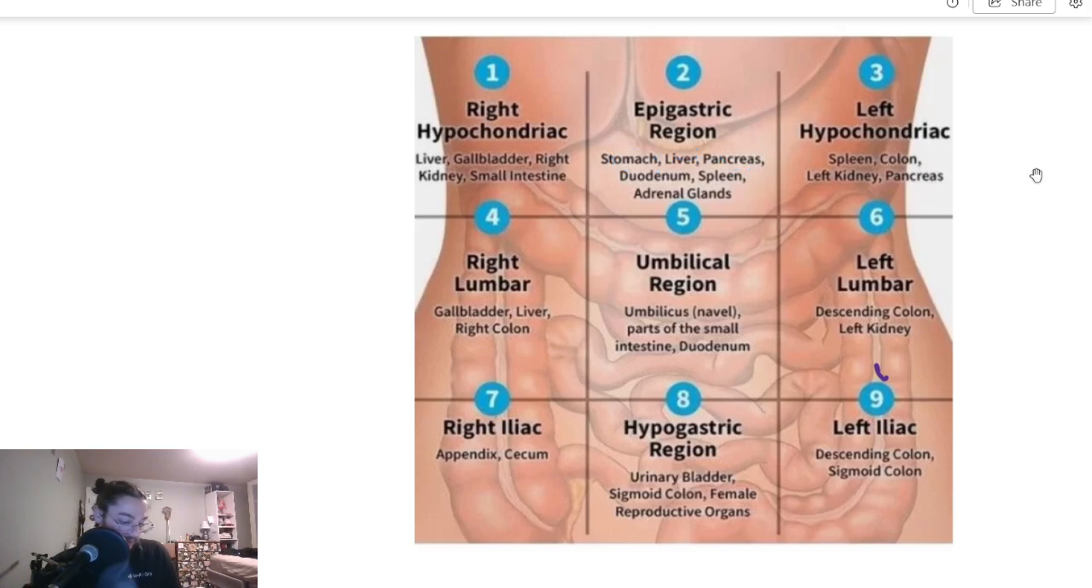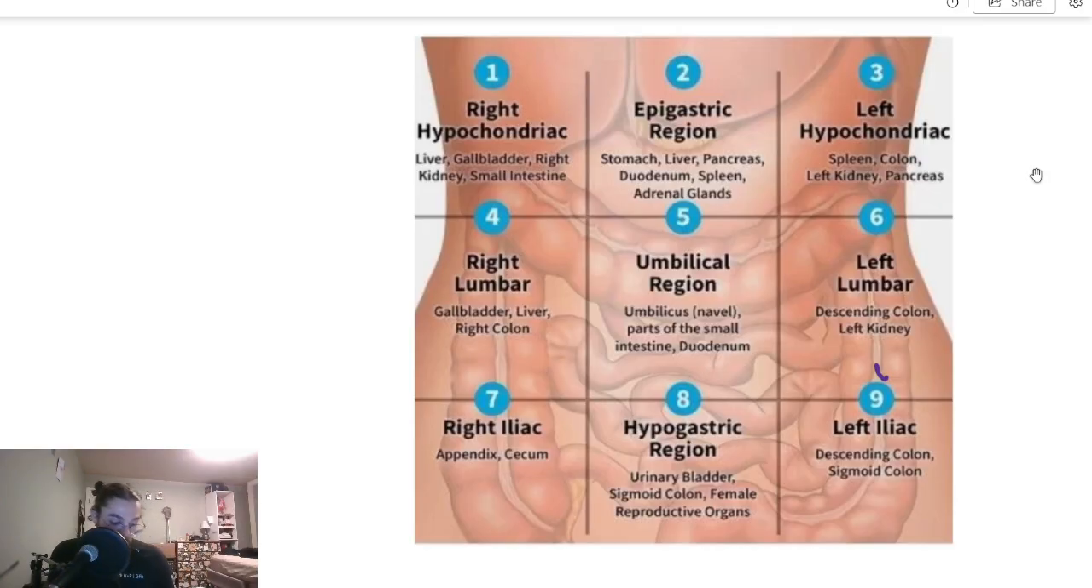Then you're going to have the right hypochondriac region. Again, this is the right side of your body now. So if you touch your right side of your body, that's where this is. Your gallbladder's on this side. Your right kidney's on this side, okay? Cool. Now, let's talk about number 4. We got right lumbar. So that's your lumbar region, like lumbar spine, right?